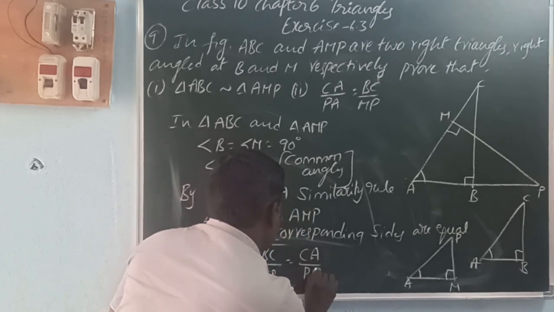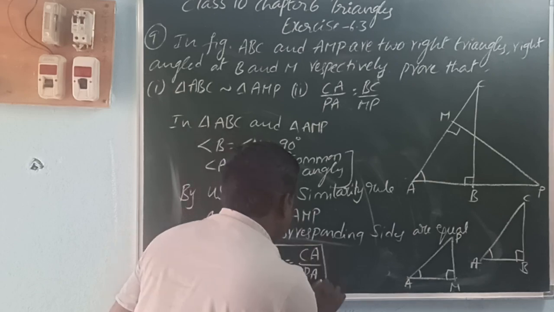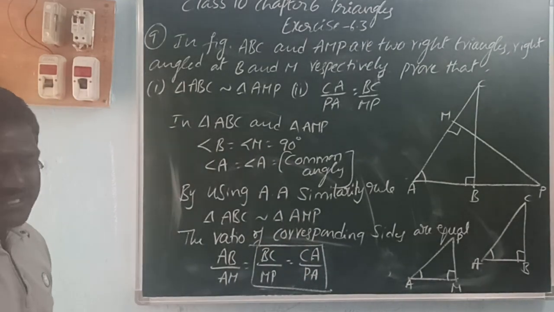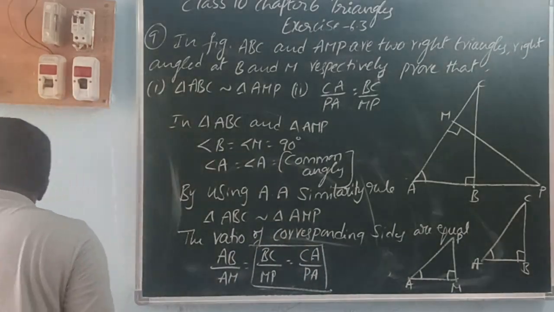CA by PA. So here they are asking that CA by PA is equal to BC by MP. Therefore, hence proved.